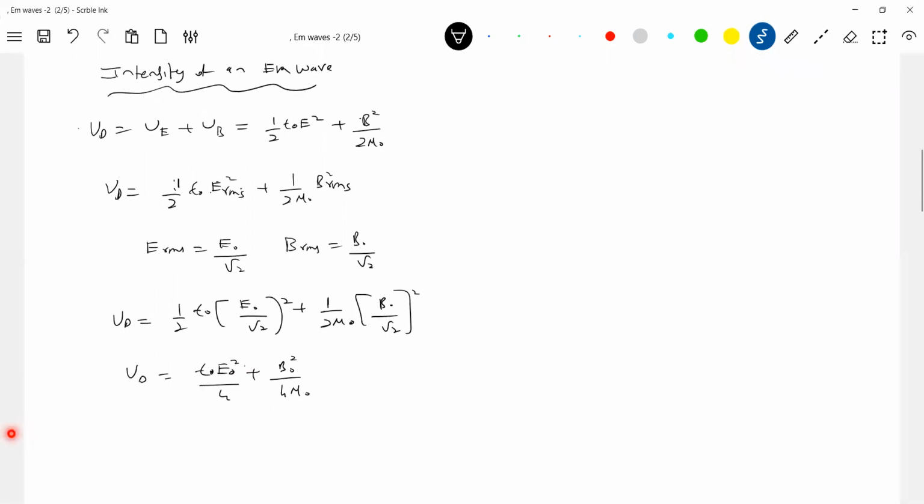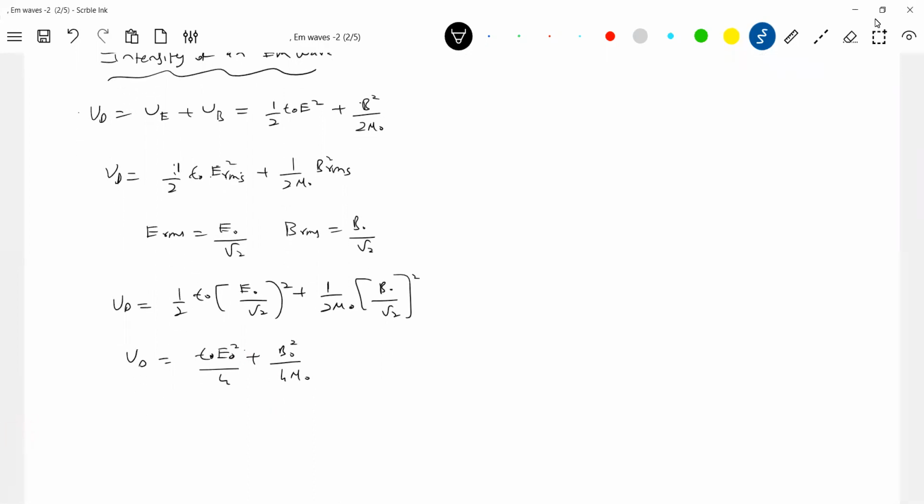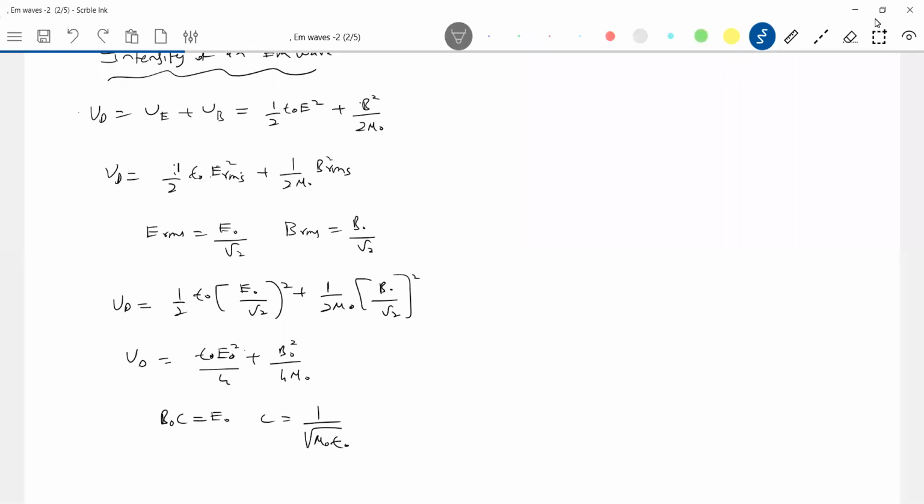Okay, let's go back. Yesterday we brought up some very historical things, like B naught C is equal to E naught, and C is equal to 1 by root of mu naught epsilon naught. This is from the wave equation. This is what we derived: C equal to 1 by root of mu epsilon, because it satisfies the wave equation. So the speed of the EM wave is given by this formula in free space; in any medium, we give a different expression. So let's take the help of the mathematics involved.